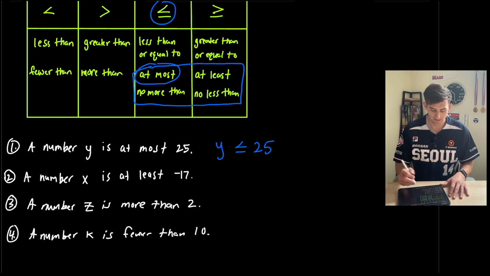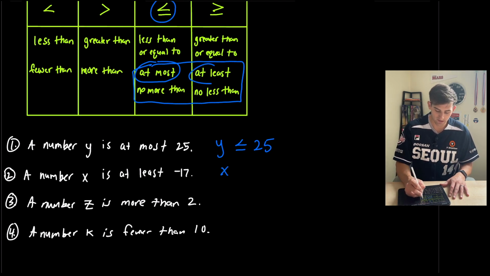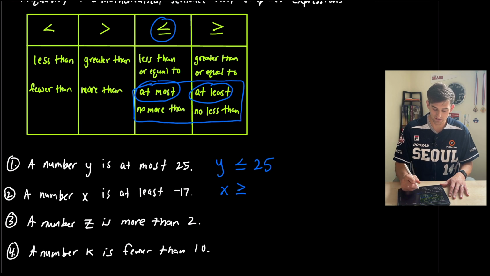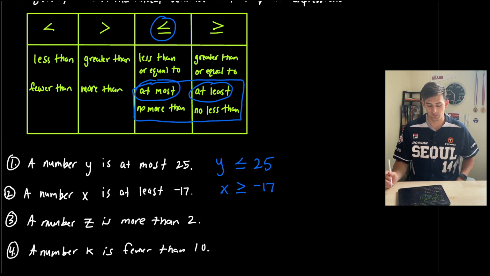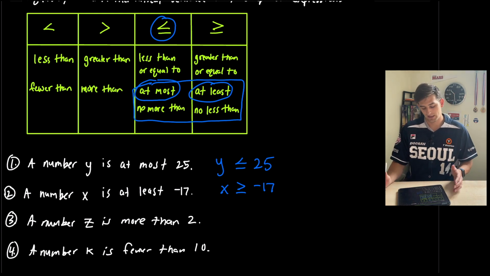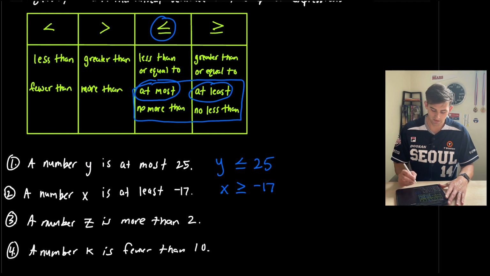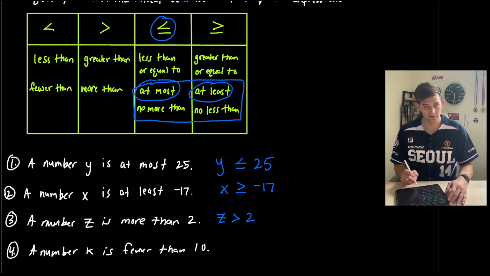Number two, a number x is at least negative 17. So at least we find in our table here, and that is greater than or equal to. So we're going to say that x is greater than or equal to negative 17 because it's at least, right? That's as small as we're willing to go, negative 17. So x is greater than or equal to negative 17. And number three, a number z is more than 2. So z is more than, well, that's just greater than, so greater than 2. Z is more than 2, z is greater than 2.